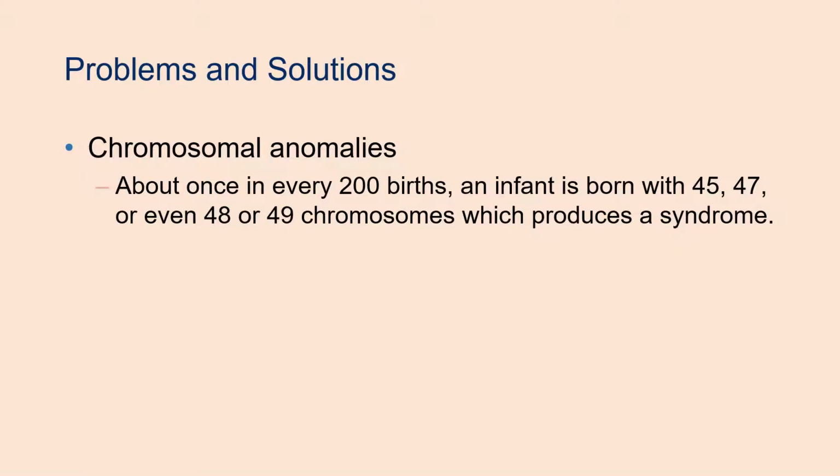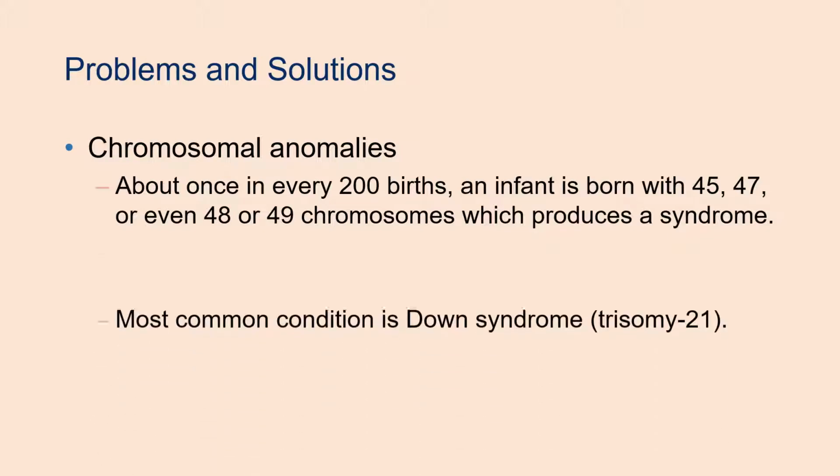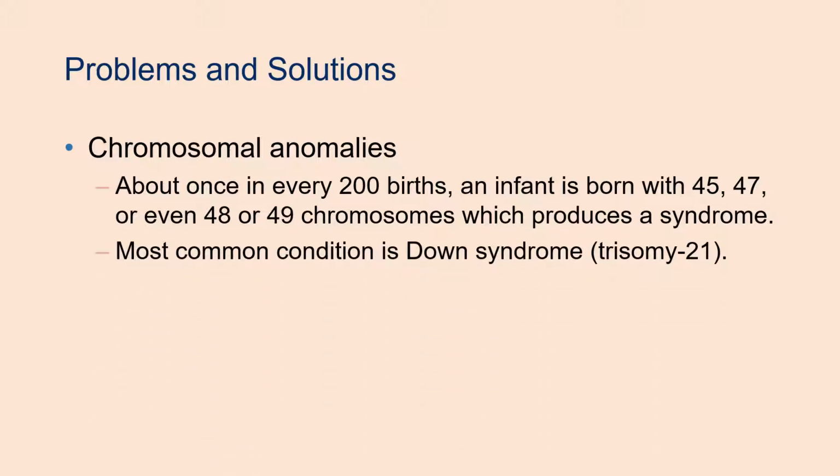Sometimes inherited disorders, or an unfavorable prenatal life, or a difficult birth affect a person lifelong. Fortunately, healthy newborns are the norm, not the exception. There may be chromosomal anomalies. About once in every 200 births, an infant is born with 45, 47, or even 48 or 49 chromosomes, which produces a syndrome. The most common condition is Down syndrome, trisomy 21.